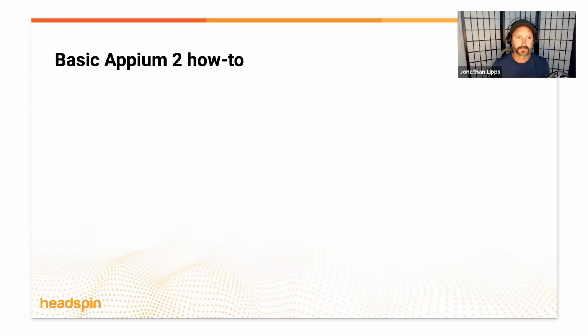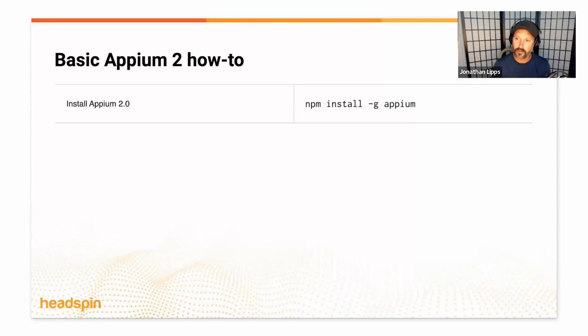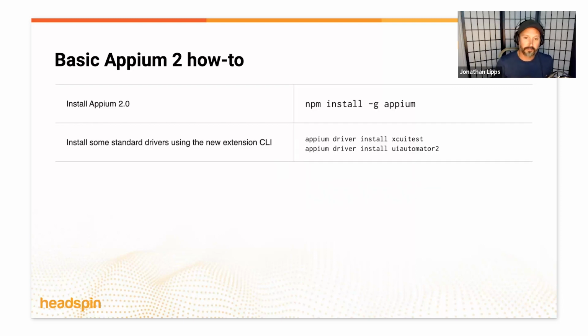So here's a little introduction to how we would get going with Appium 2. If you're already familiar with Appium 1, this should be pretty straightforward. First thing we do is install Appium 2, which is the same as the way we used to install Appium 1. You just use npm to install it. And the simplest way to install it is to install it globally. So it's just a command that's available in your terminal. You just run Appium and it'll start the server for you.